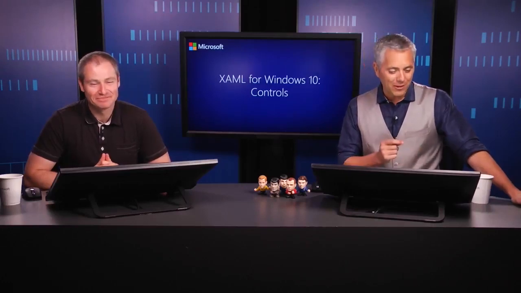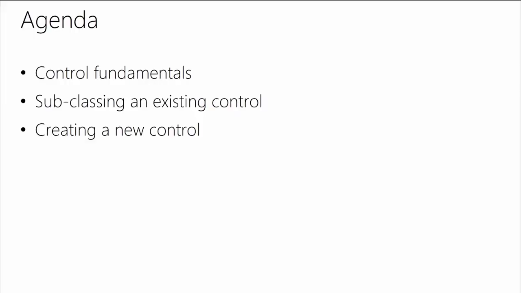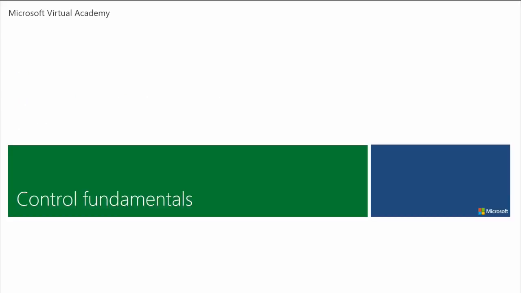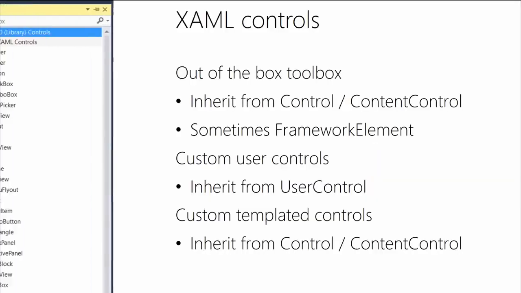All right, so this module, we're going to talk about fundamentals. We're going to subclass an existing control that already exists, and then we'll create a brand new control from scratch. We'll do one that's very lightweight in this module, and then in the next module, we'll really get going with a custom control. All right, so let's go into just fundamentals.